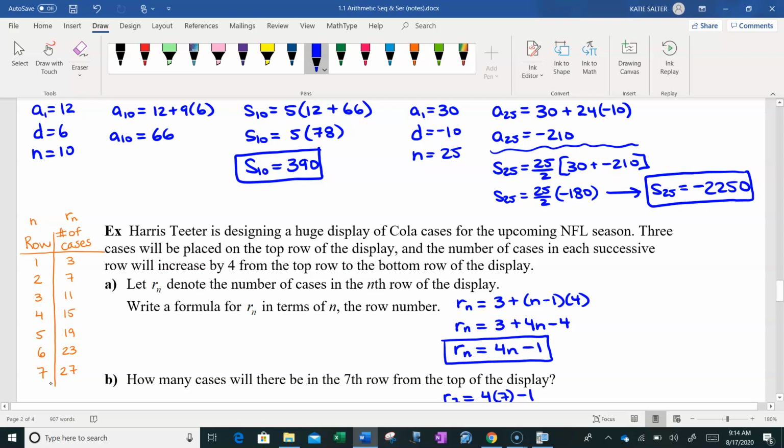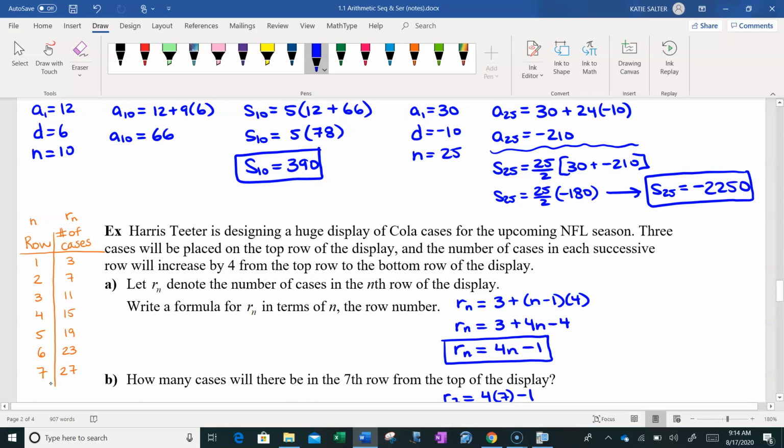So it says, let R sub n denote the number of cases in the nth row of the display. Guys, it's okay if it's not A sub n. You can call it whatever you want. So don't get caught up by that. R sub n is the same thing as A sub n. So we just use our little formula, and we substitute in our first term is 3. Our common difference is 4. We distribute, clean it up, and we get the formula that would represent n terms, or n rows, in other words, is R sub n equals 4n minus 1.